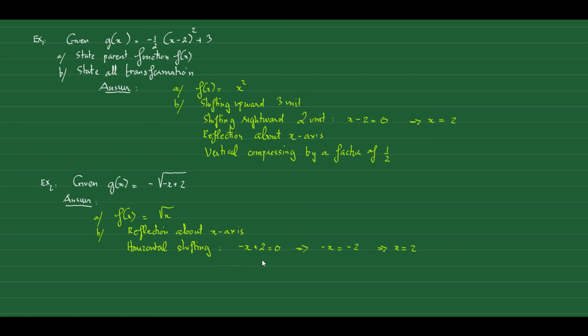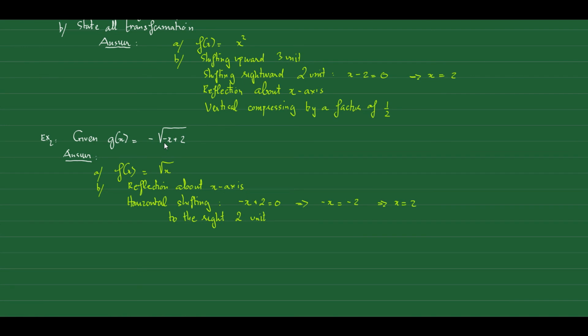So it's also shifting to the right 2 units. But the minus in the front over here tells you that this is also a reflection, reflection about the y-axis. There you go, so that's all.